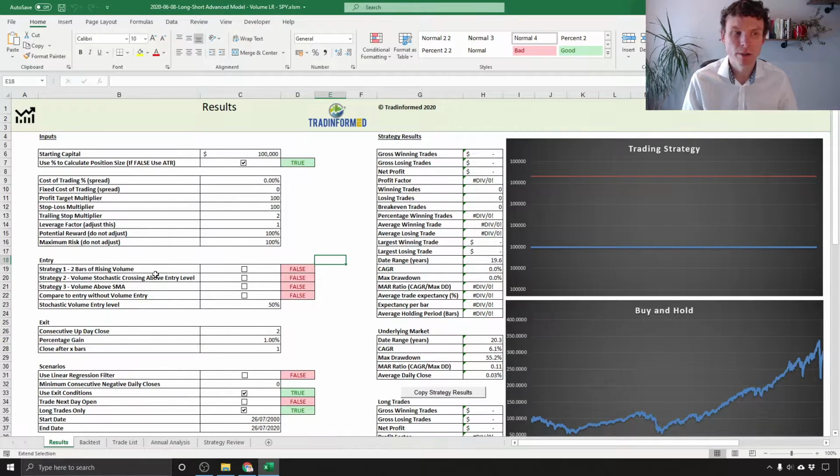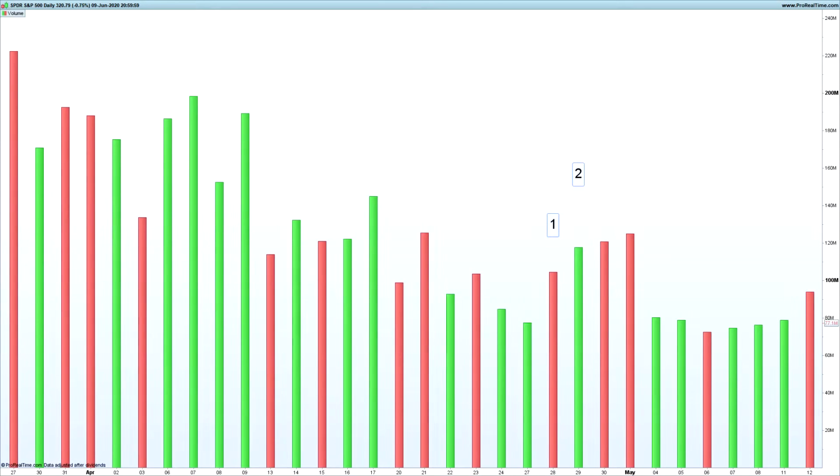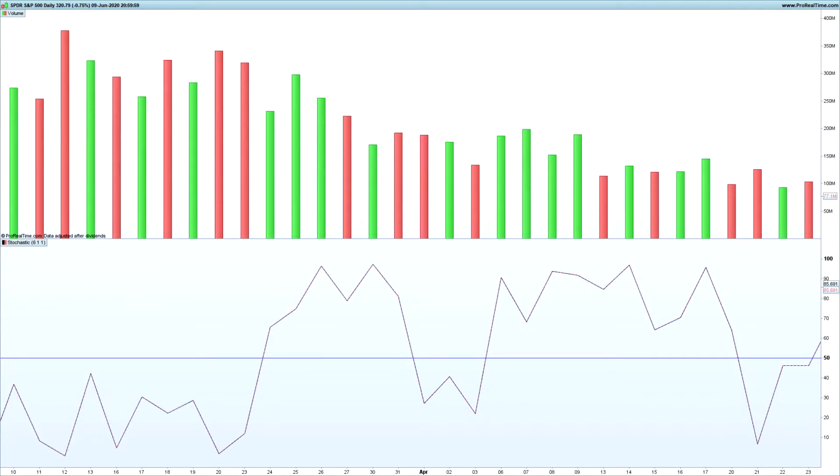The first way I've done it is two consecutive bars of rising volume. Anytime we have two consecutive bars, enter a trade, and I'm closing the trade after just one day, analysing the SPY ETF here.